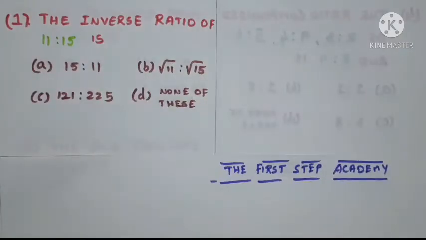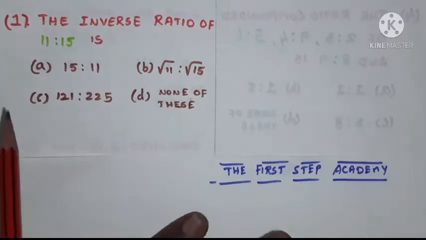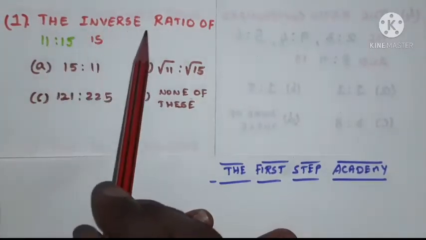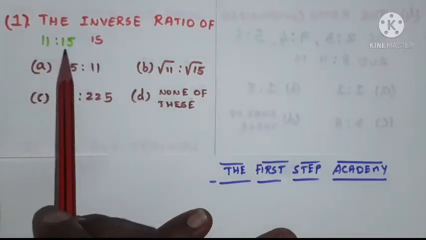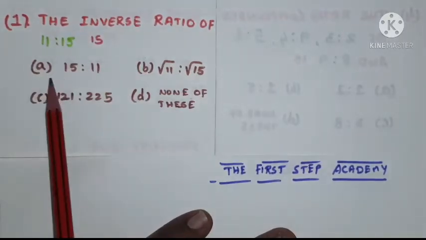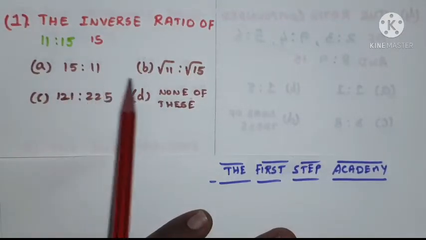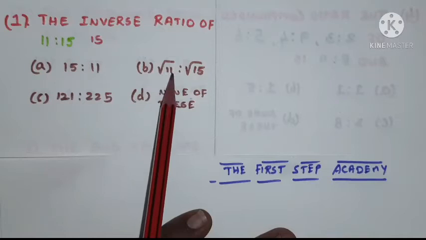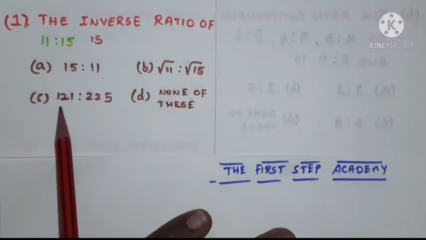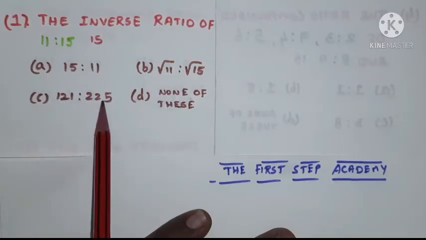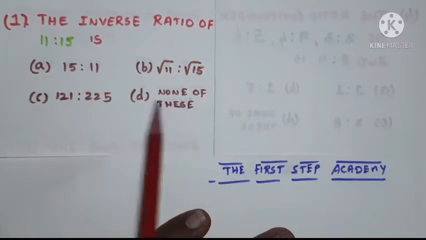Okay, the first problem from the exercise. The inverse ratio of 11 is to 15 is: option A, 15 is to 11; option B, square root 11 is to square root 15; option C, 121 is to 225; option D, none of these.